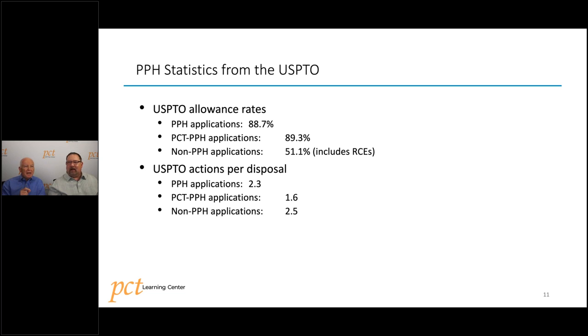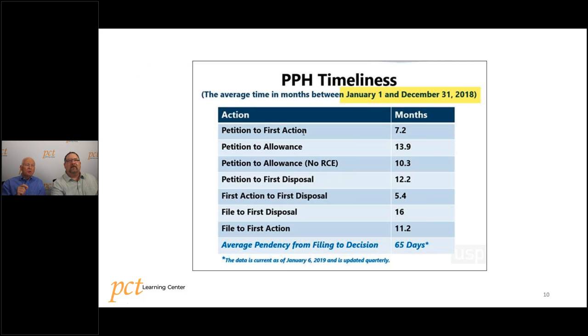Yeah, because here's what happens. Did you notice in the slide previous how many actions to allowance? It's fewer with respect to PPH than it is for ordinary prosecution. And there's very many fewer RCEs. So the money that would have been spent on amendments and RCEs can be spent on a PCT. So even if you have no interest in going anywhere else in the world, it's worth filing a PCT to hedge that and also to advance your situation in the United States for free.